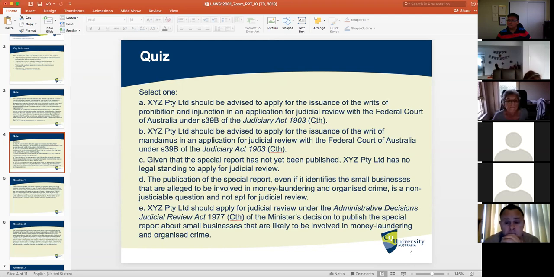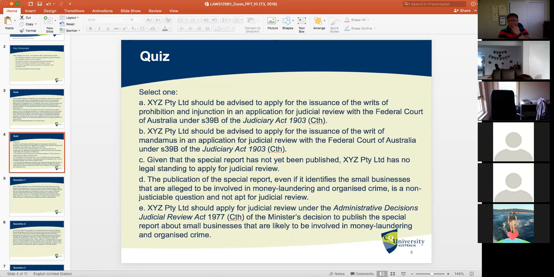Because a writ of Mandamus is basically in order to make somebody do something. I mean, XYZ Proprietary Limited doesn't want an action to happen. They want something to stop happening. Okay. Can't a Mandamus correct an abuse of discretion as well? What do the others think? Can Mandamus be used to correct the exercise of discretion?